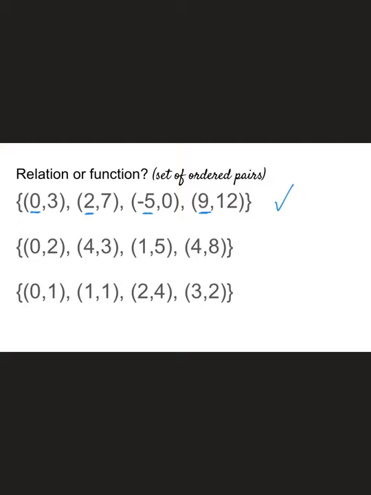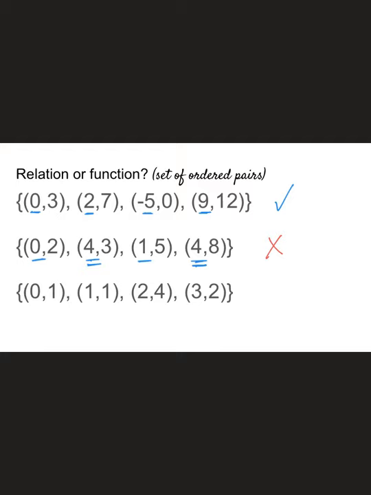The second one, we have 0, 4, 1, 4. We've got 2 4s. So no, this is not a function. X cannot repeat. So no, this is not a function.